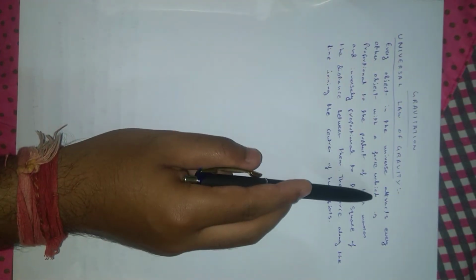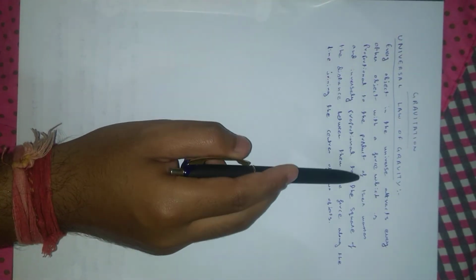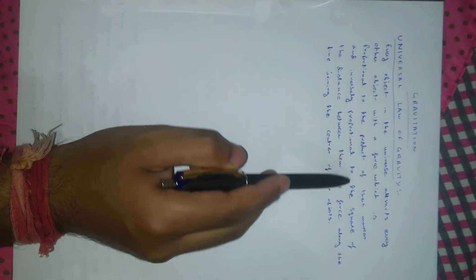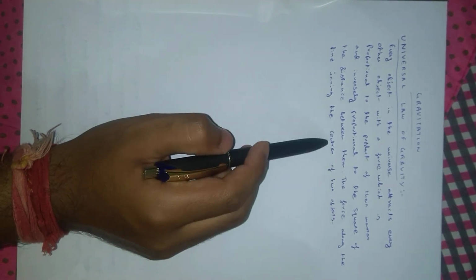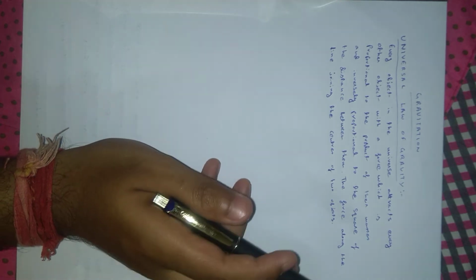In the universal law of gravity, according to Newton, every object in the universe attracts every other object with a force which is proportional to the product of their masses and inversely proportional to the square of the distance between them. The force acts along the line joining the centers of the two objects.